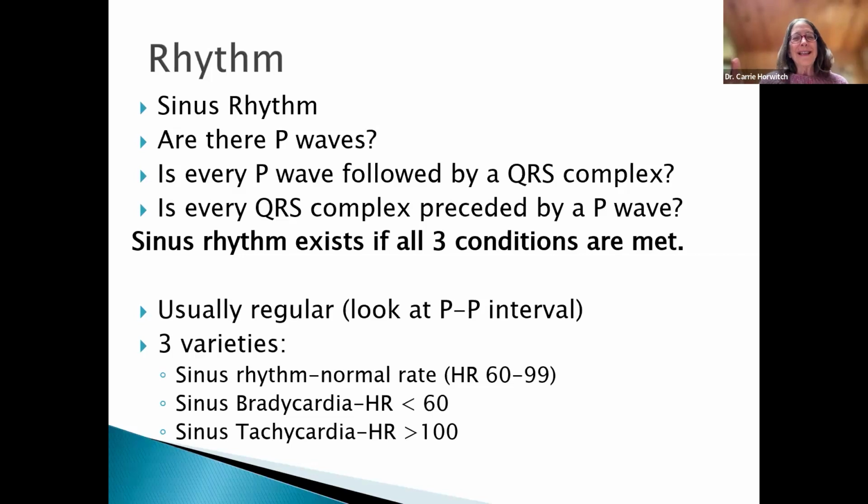We try not to say normal sinus rhythm because, again, you can have sinus rhythm and there can be some abnormalities. So just say it's sinus rhythm or not sinus. You can look at your P intervals, from one P to the next, to see if it's regular or if it's spaced out. And again, you can have sinus rhythm that is a normal rate. You could have sinus tachycardia, fast, or sinus bradycardia, slow. Okay, next slide.